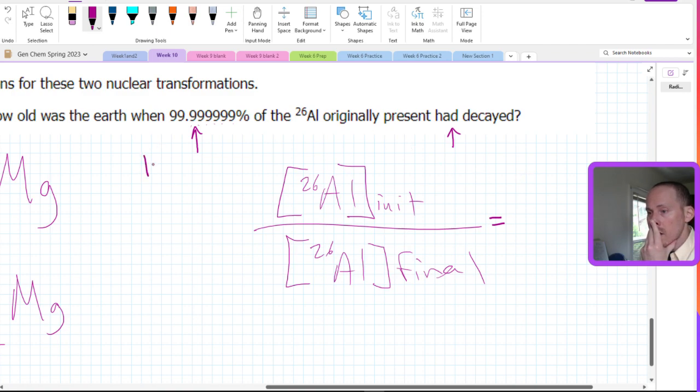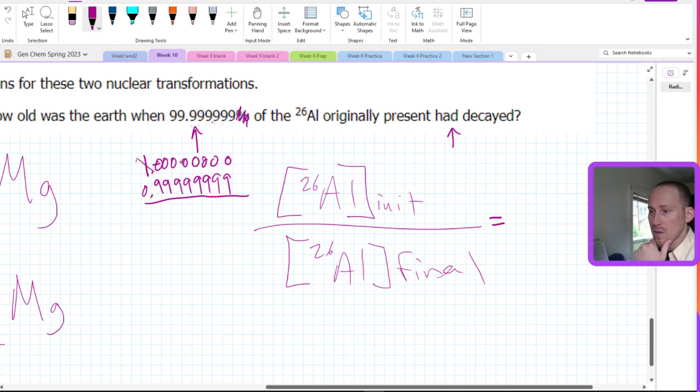So 1 minus 0.99, and then 1, 2, 3, 4, 5, 6. I'm saying 1 instead of 100 here because of the percent, and that's why I did 99.point-blah-blah. This should be really easy. I'm doing this so we can make sure we have the number of decimal places correct.